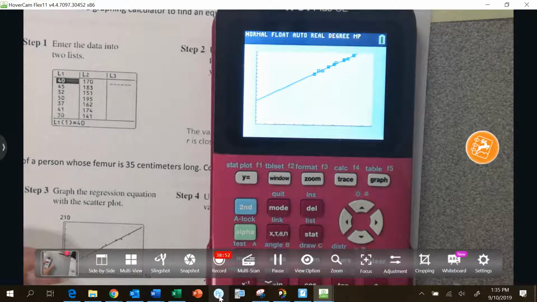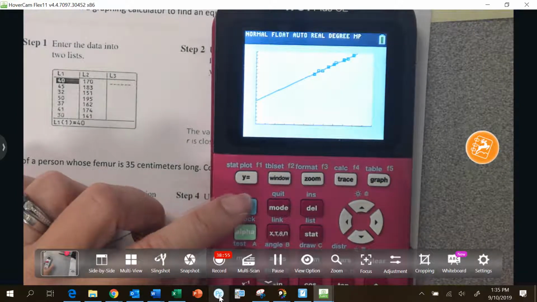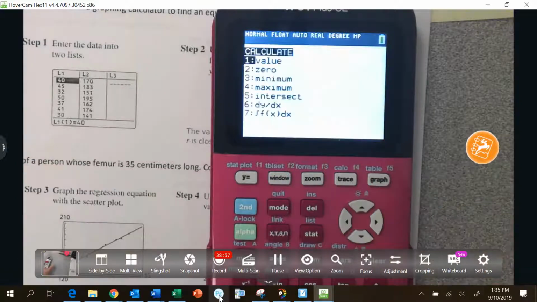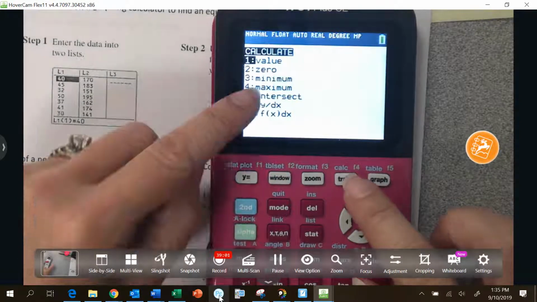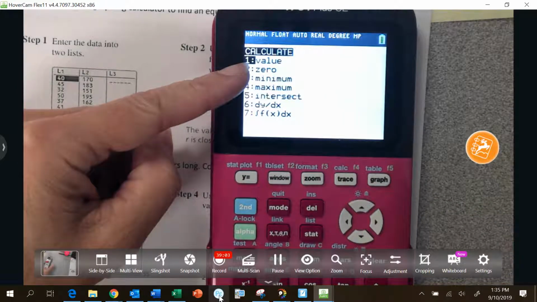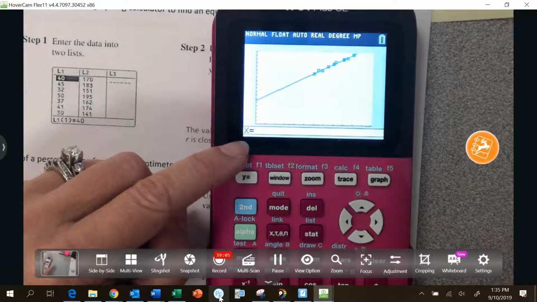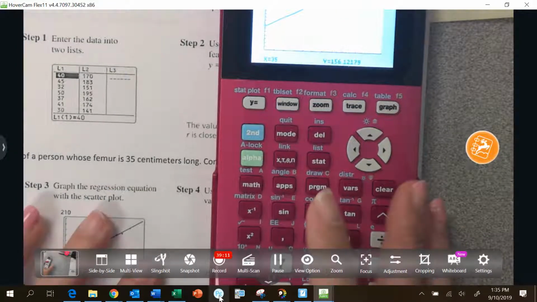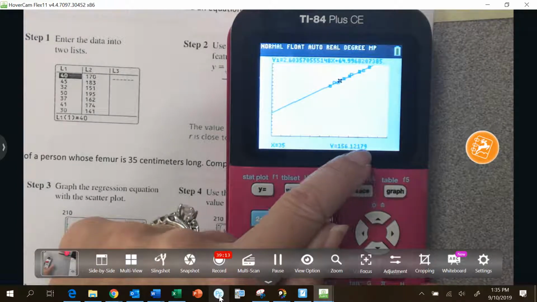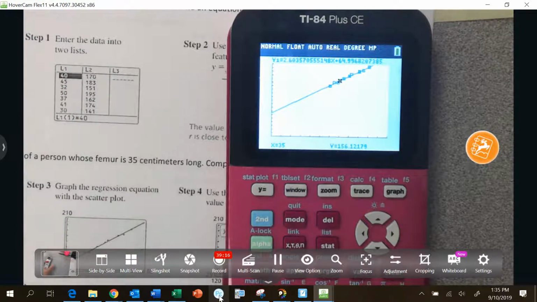The first way is second trace, which is right here, second trace, which is calculate, and you're going to choose value. And this says if X equals, what do we want X to equal? 35. Oh, I think I said 36. 35. You hit enter, and down at the bottom it tells you the person will be 156.1.